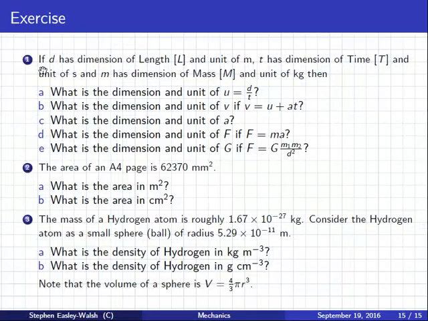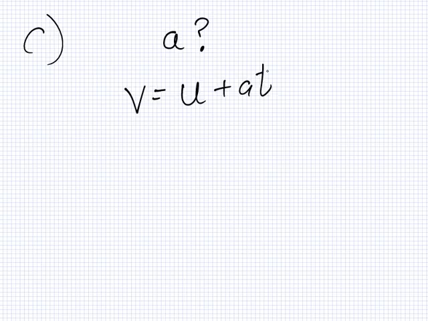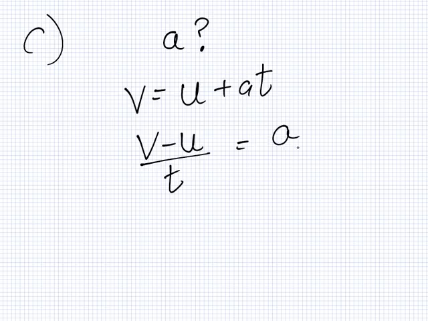Right. C now. What did I ask you for C? Ah, yes, now it's getting interesting. What's the A? Clearly not. It's from the last question: V equals U plus AT. So what you could say is V minus U over T equals A. That's one way to do it. You could just rearrange this to get the A by itself.